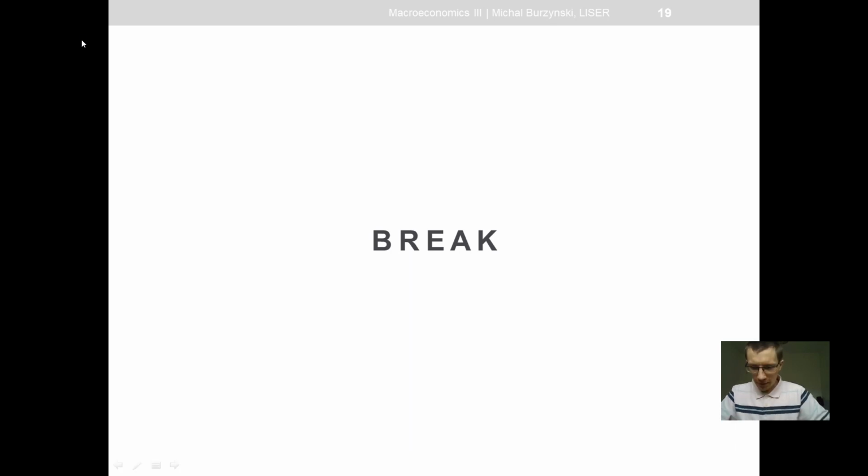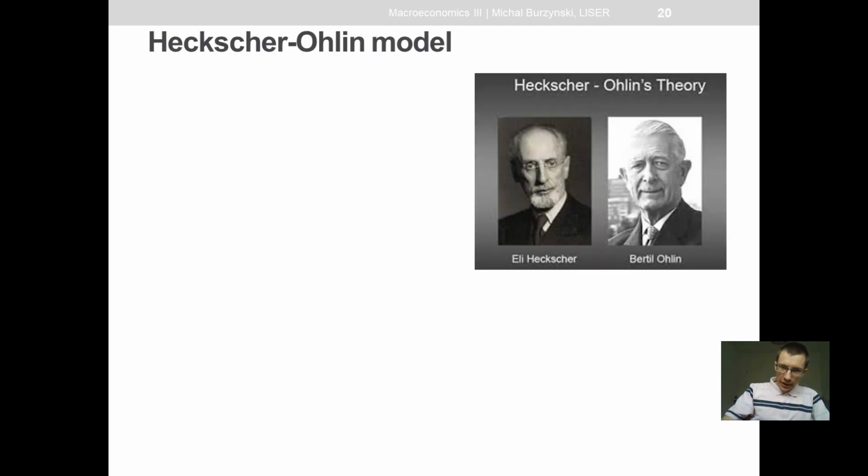Hello after the break. So now we have time to go through the remaining trade models that we have for today. And we start with the Heckscher-Ohlin model, which was developed by two Swedish economists in the beginning of 20th century. Before jumping into this model, let me first summarize the main assumptions of the two previous models.